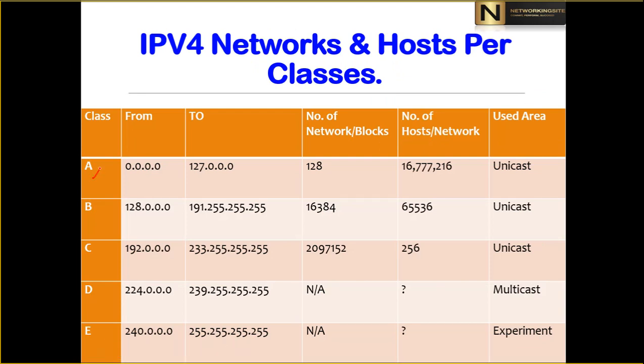Same, all those things I have clearly written here. In class A, IP starts from 0 to 127. How many networks, how many hosts per network, and this IP address is used for unicast. Unicast means you can assign this IP address to devices, like in a router, firewall, computer, laptop. When you see unicast, I can assign those IP addresses to the machine. But multicast IP addresses you cannot assign to computers.